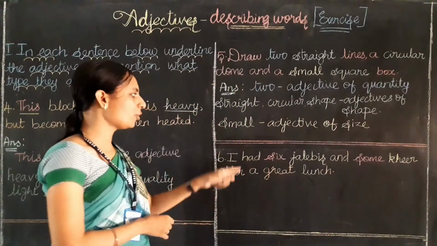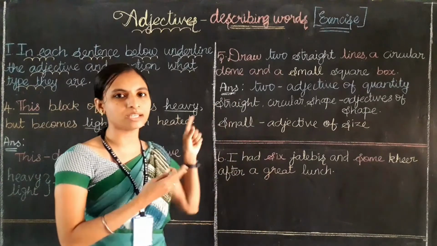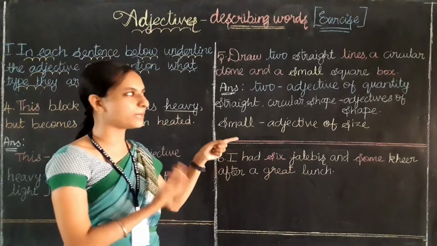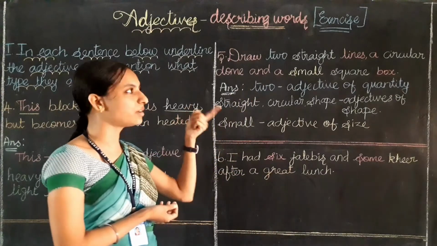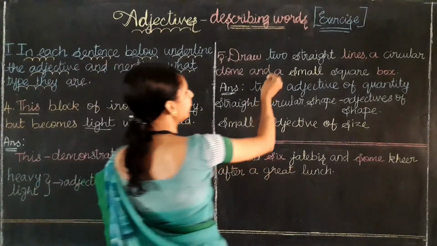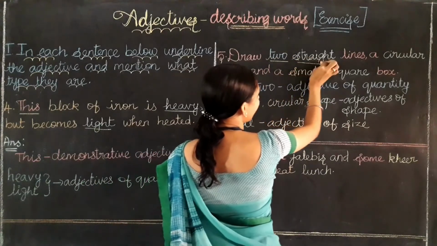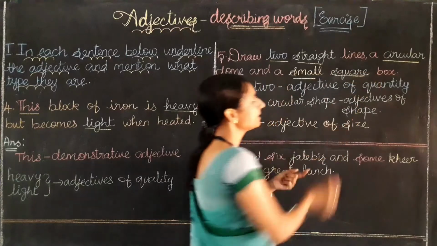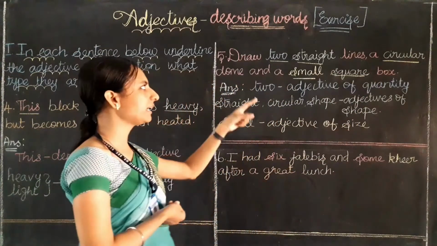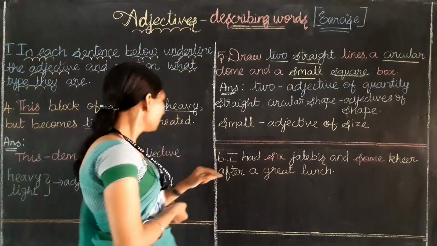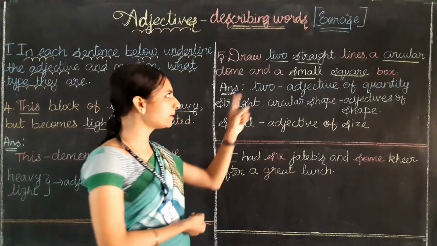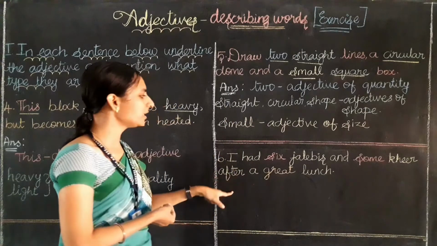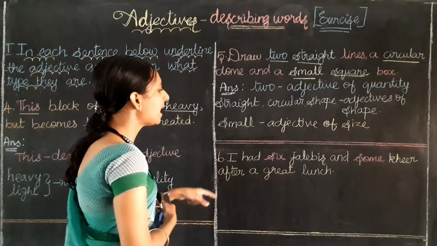Clear? Shall I go for 6 or should I do something in the 5th question? What do you see? Okay, I have written all the types name, but did I underline these words? No. So I need to underline that is 2, straight, then circular, small, square. These are the adjectives. After underline, I need to write these things. Okay. So in the previous we have done that, but for 5th one we didn't do, so that I am doing like this. Okay. Now we will go for the last one.